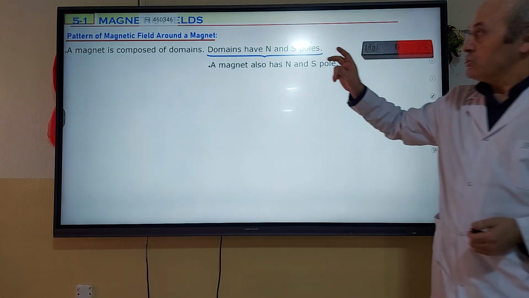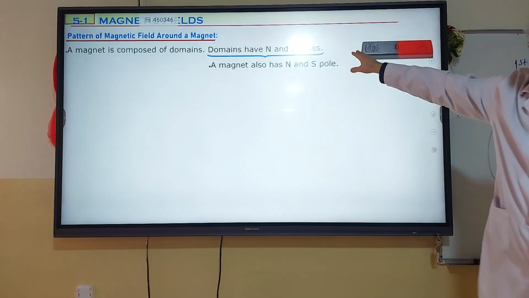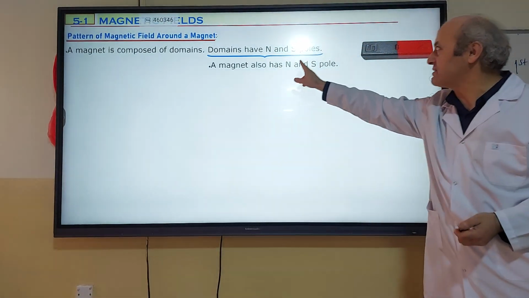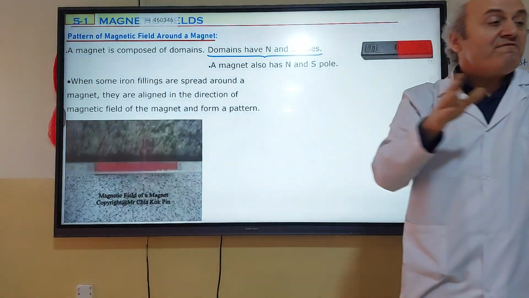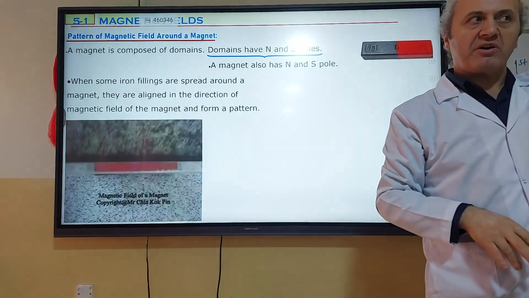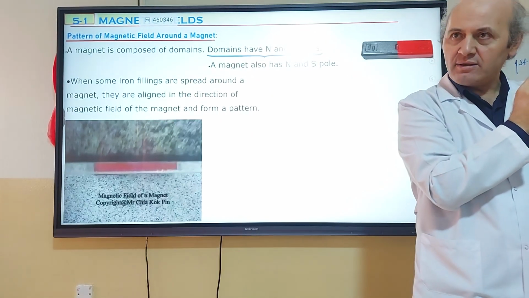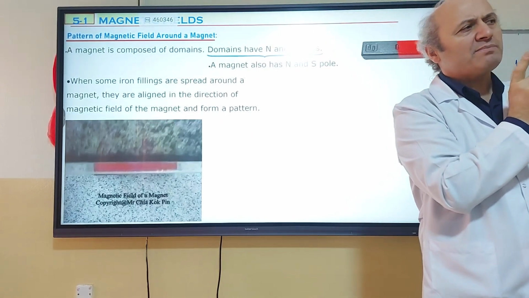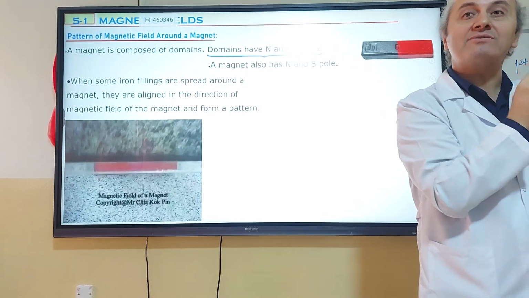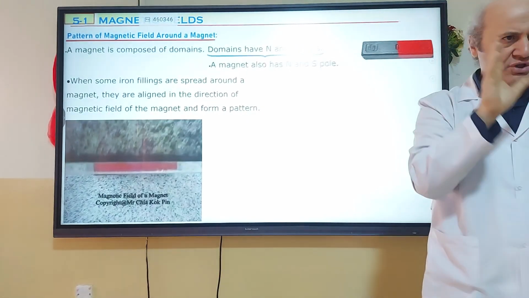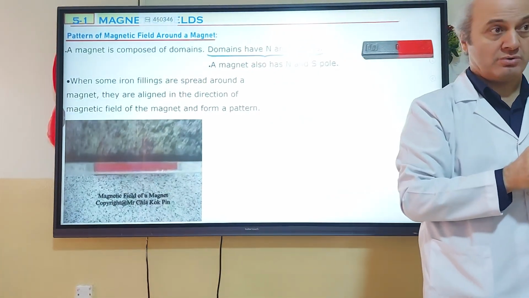Okay. So, a magnet is composed of domains. Domains have N pole and S pole. For that reason, a magnet also has N pole and S pole. If it is marked with red and blue, generally red is always N, blue is S. Sometimes this is blue, sometimes black, sometimes white, but N is always red. It is certain, I know it, but what if it is not marked? What am I going to do?